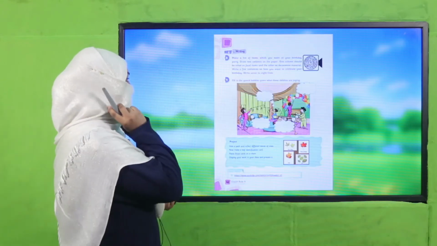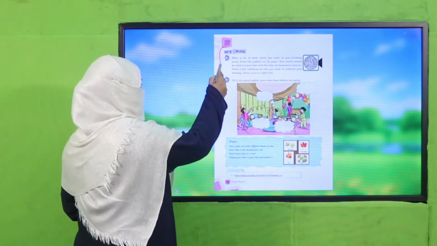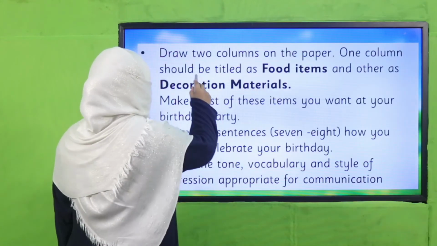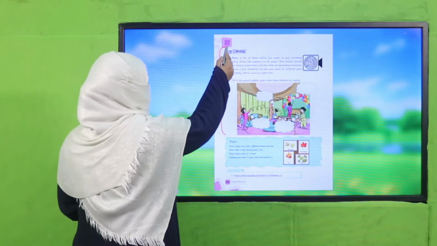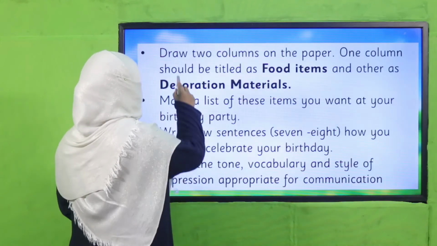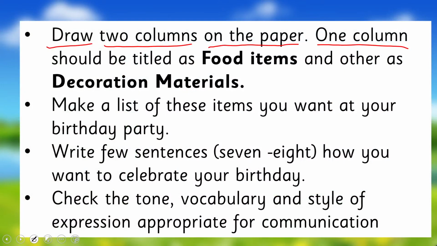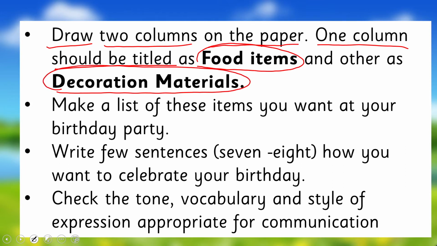So this activity is in your book. First, we'll do its first part, and then inshallah, we'll do its second part. The first part, question number 8, is demanding from you: you will draw 2 columns on the paper. One column should be titled food items and the other decoration materials. So first you will list these things. Make a list of the items you want at your birthday party. For example, you are arranging your birthday party, you will make a list.